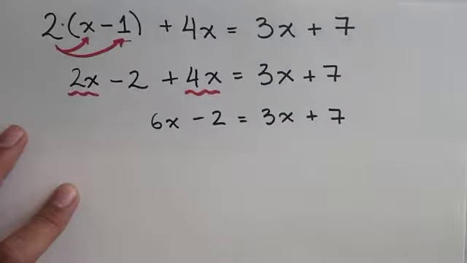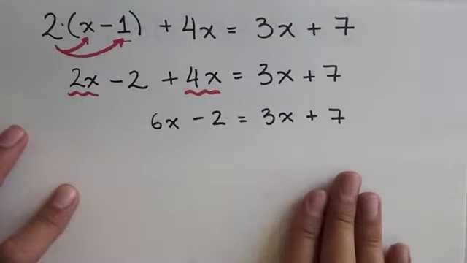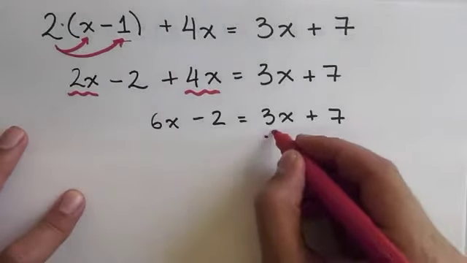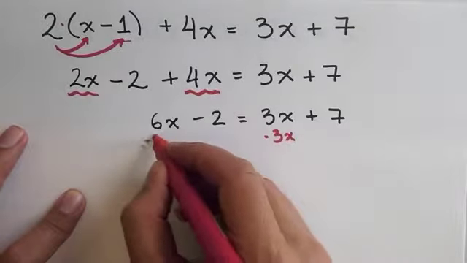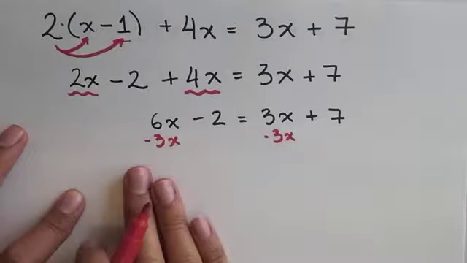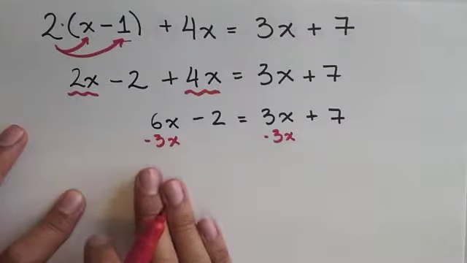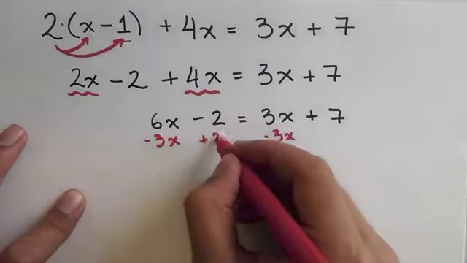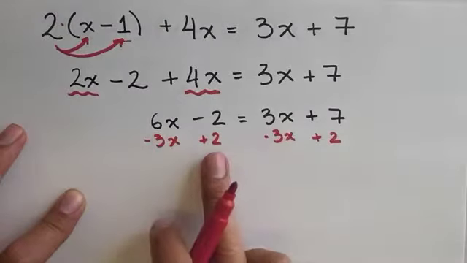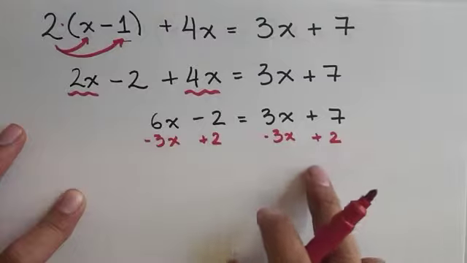Now, remember we want to have all the variables on one side and all the numbers on the other. So, I'm going to perform several operations at the same time to achieve this. For example, I'm going to subtract 3x on both sides to cancel out this one and leave all the x's on the left side. At the same time, I'm going to add 2 on both sides. That will allow me to cancel out this negative 2 and add it to the right side.